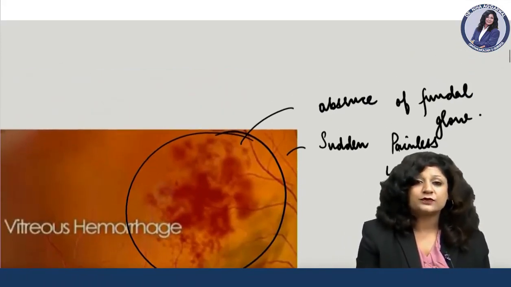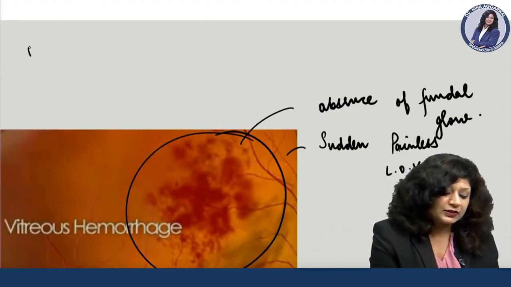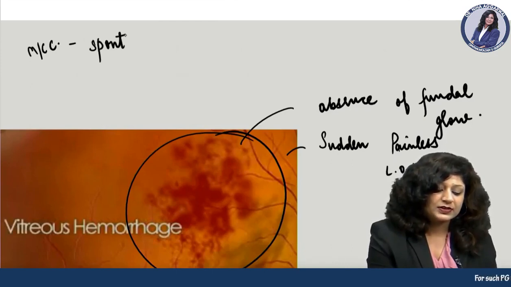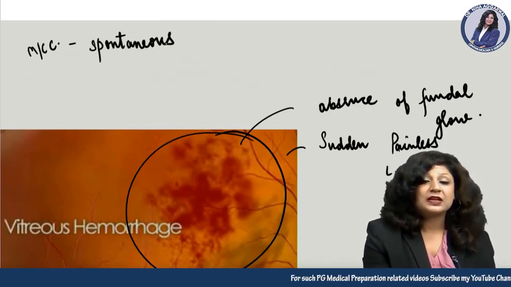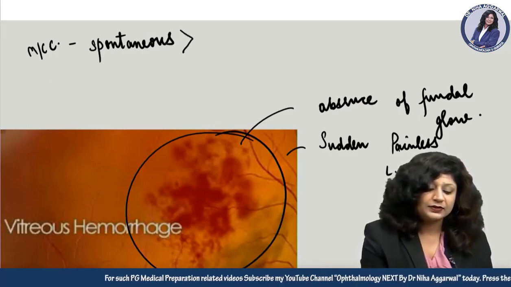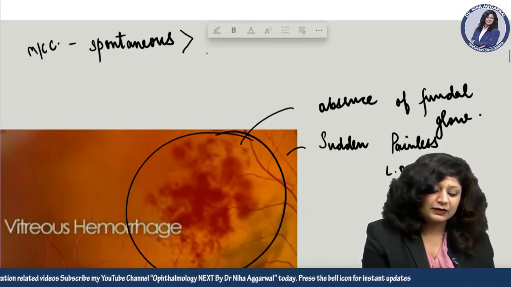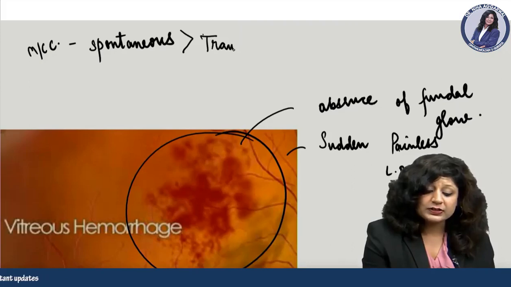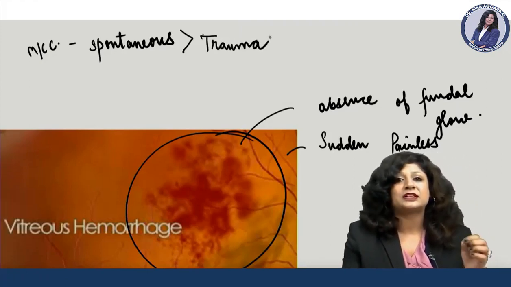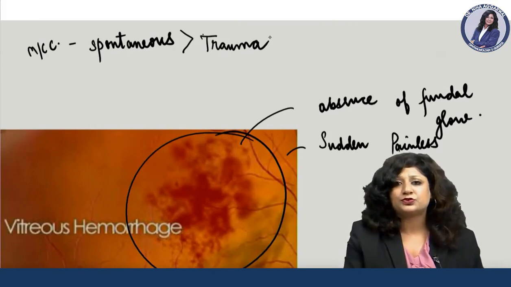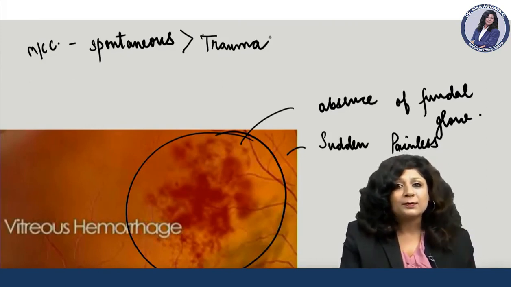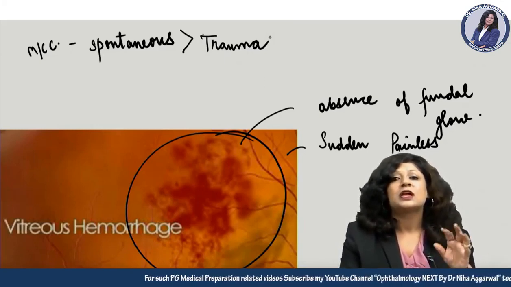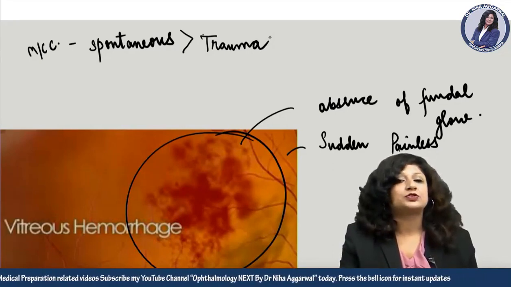What are the important causes of vitreous hemorrhage? The most common cause of vitreous hemorrhage is actually spontaneous. Spontaneous vitreous hemorrhage is most common, followed by trauma. Many times we get confused that trauma is the most common cause. But you should always know that spontaneous vitreous hemorrhage is more common in comparison to trauma. Out of the known causes, trauma is the most common cause, but if you compare between the two, spontaneous vitreous hemorrhage is much more common than trauma.